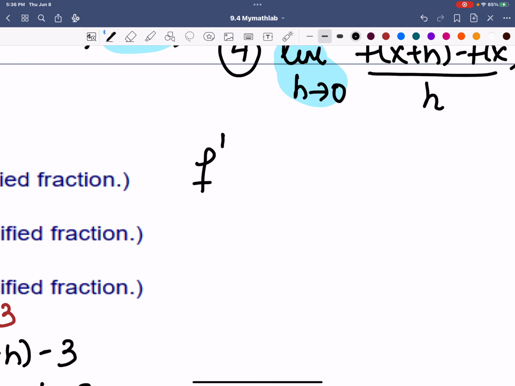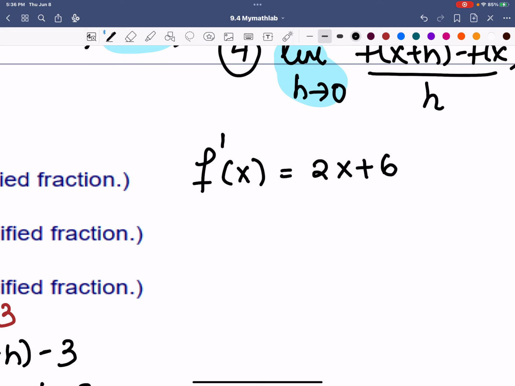F prime, that little hyphen on the top, is 2x plus 6. Now this is the way to get to the derivatives. Once you move on to the next chapter and you find the formulas of derivatives, you'll be like, Miss, why did you make us do all of this? But again, it's always nice to know, right? So this is what you get with the 4-step process.